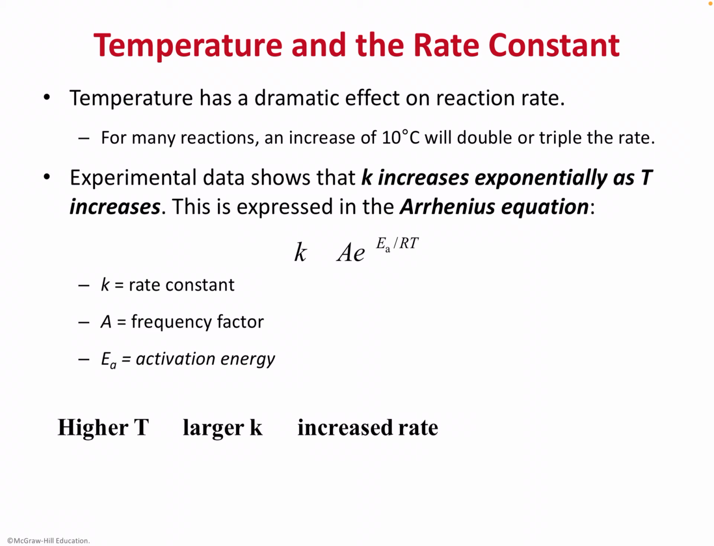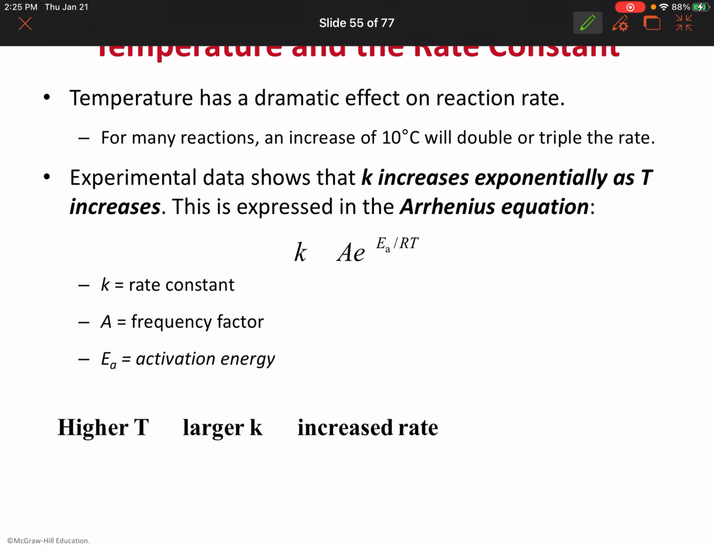So the Arrhenius equation is k, the rate constant, equals A times e to the negative Ea over RT. Here A is the frequency factor and k is the rate constant. Ea is the activation energy. There should be a negative over here, in the exponent of activation energy over RT. Here R is the gas constant and T is the temperature. The higher the temperature, the larger k, the larger the rate constant, and we have an increased rate.